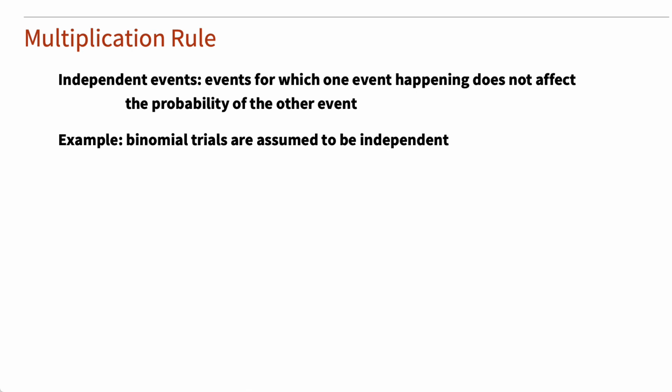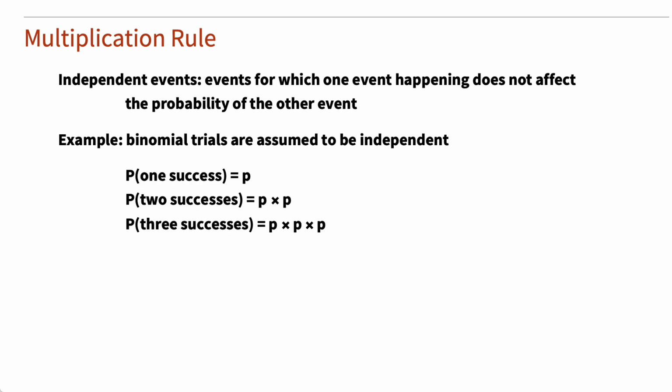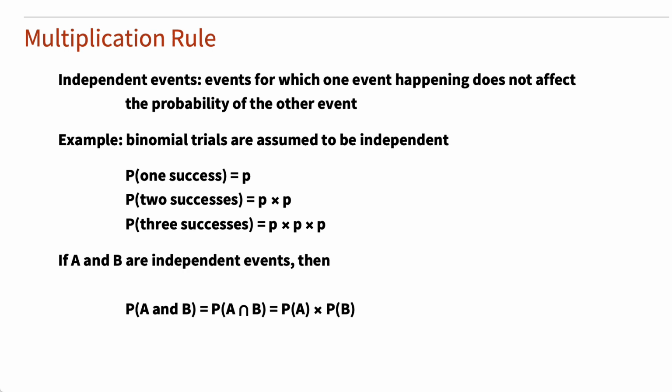The multiplication rule says that the probability of two independent events both happening is the product of the separate probabilities. So in a binomial experiment, if the probability of success on each trial is p, then the probability of success on 2 trials is p times p, the probability of success on 3 trials is p times p times p, and so on. In general, if A and B are independent events, the probability of A and B both happening is the probability of A times the probability of B.